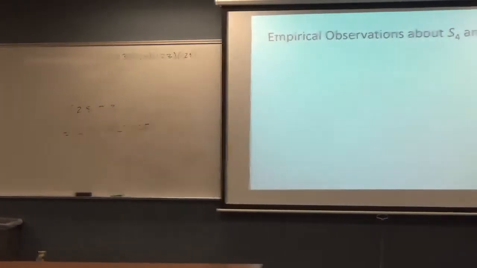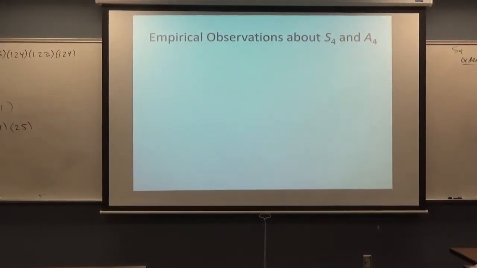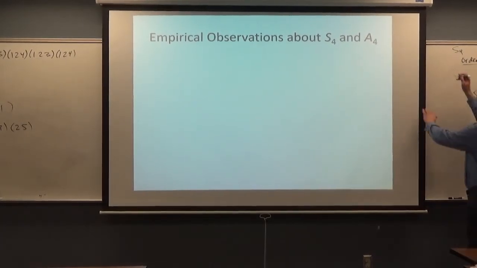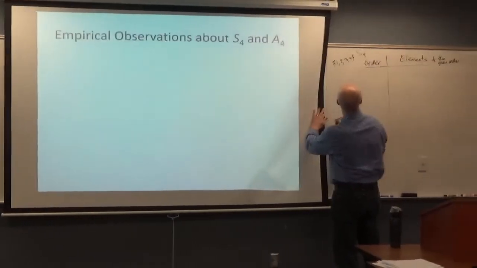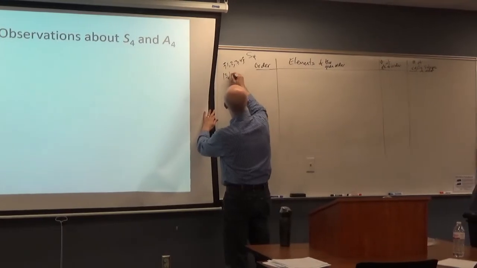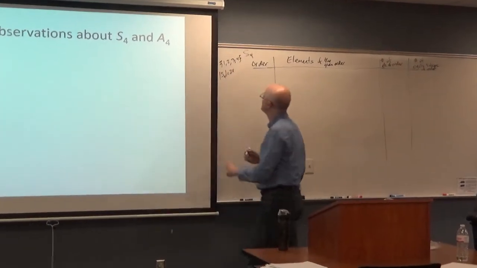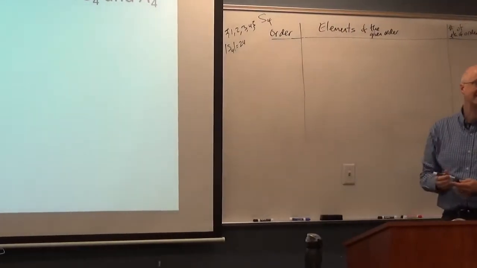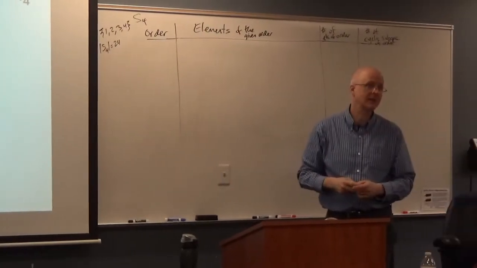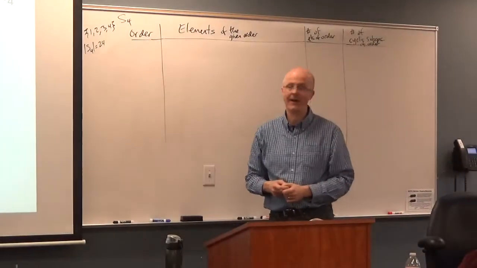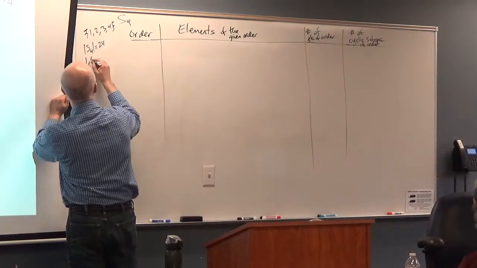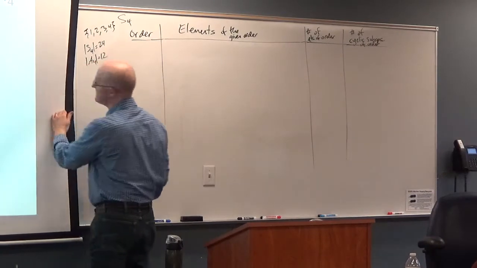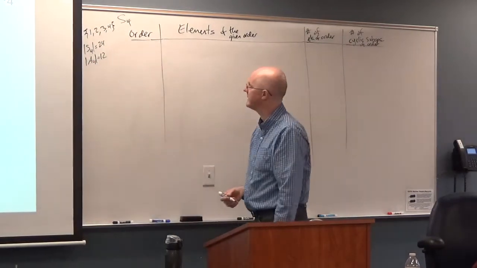All right, so what we want to do now is gather data, essentially. Think and gather data about S4, the set of permutations on the four objects 1, 2, 3, 4. There are going to be 24 permutations in this group, 4 factorial, and exactly half of them, 12, should be even permutations, should be elements of A4. A4 is going to have 12 elements. Okay, so let's just go order by order here.